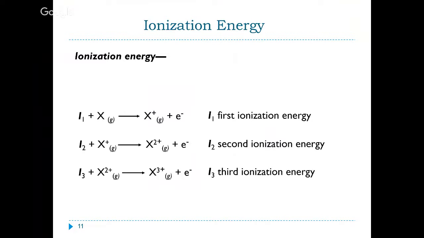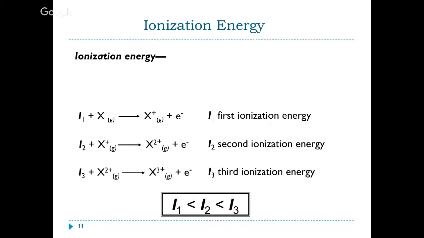You start with something as your reactant. On your product side, you are increasing the charge by 1 because you are losing an electron. So all ionization energy reaction equations have this type of setup.